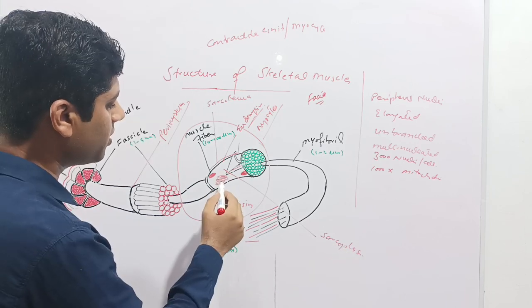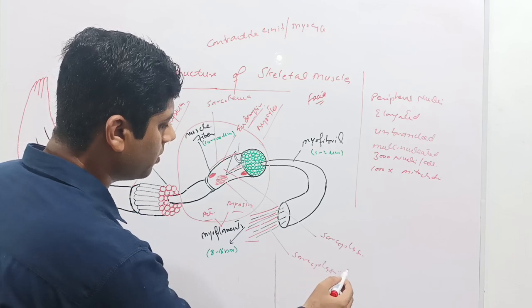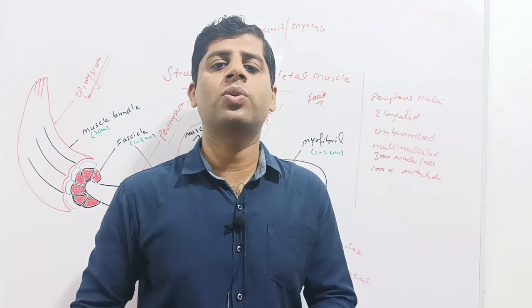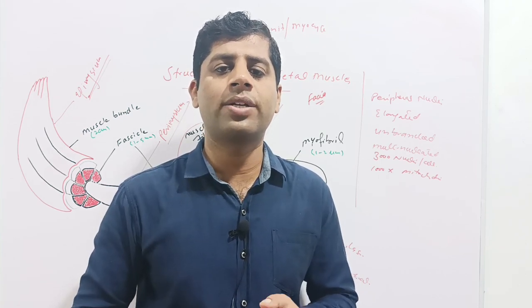The endoplasmic reticulum present in these muscle fibers is called sarcoplasmic reticulum. Skeletal muscles lack smooth endoplasmic reticulum. There is only rough endoplasmic reticulum which accumulates the calcium ions. Therefore, this is called sarcoplasmic reticulum.